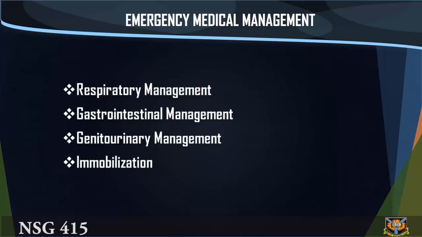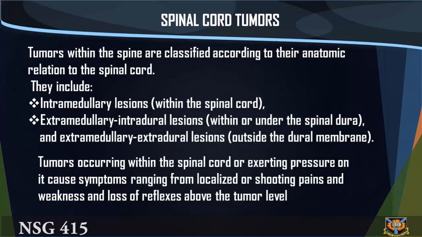Functional abilities vary according to the level and nature of spinal cord injury. Spinal cord tumors. Tumors within the spine are classified according to their anatomic relation to the spinal cord. They include intramedullary lesions within the spinal cord, extramedullary intradural lesions within or under the spinal dura, and extramedullary extradural lesions outside the dural membrane.